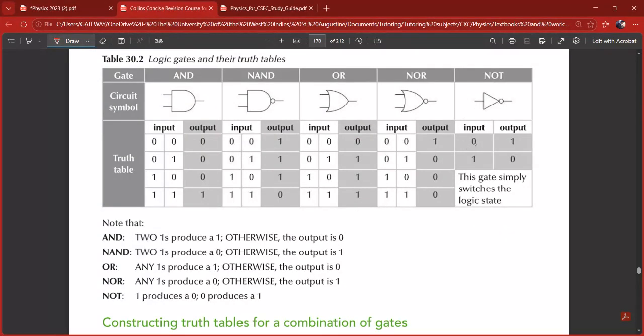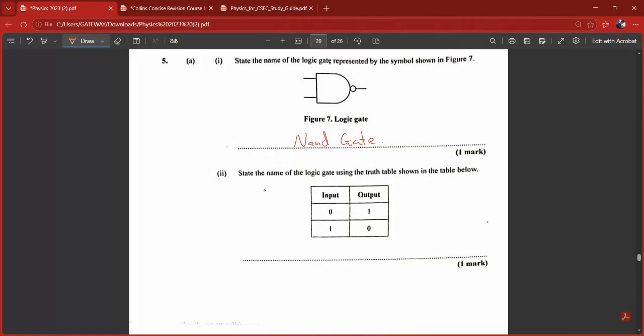So when the input is 0, the output is 1, and when the input is 1, the output is 0. This gate simply switches the logic state, right? This is the NOT gate. So putting the name of the logic gate, this is a NOT gate. Understand this, right?